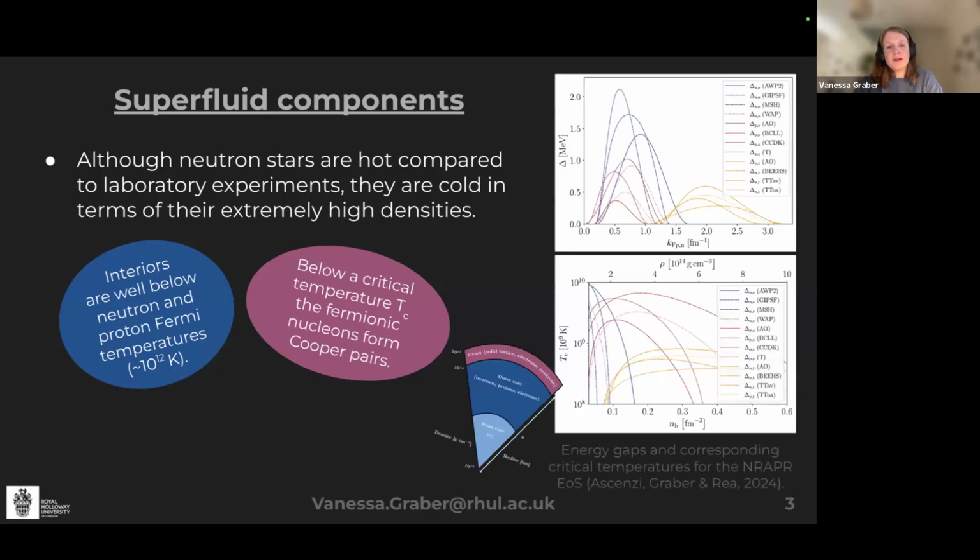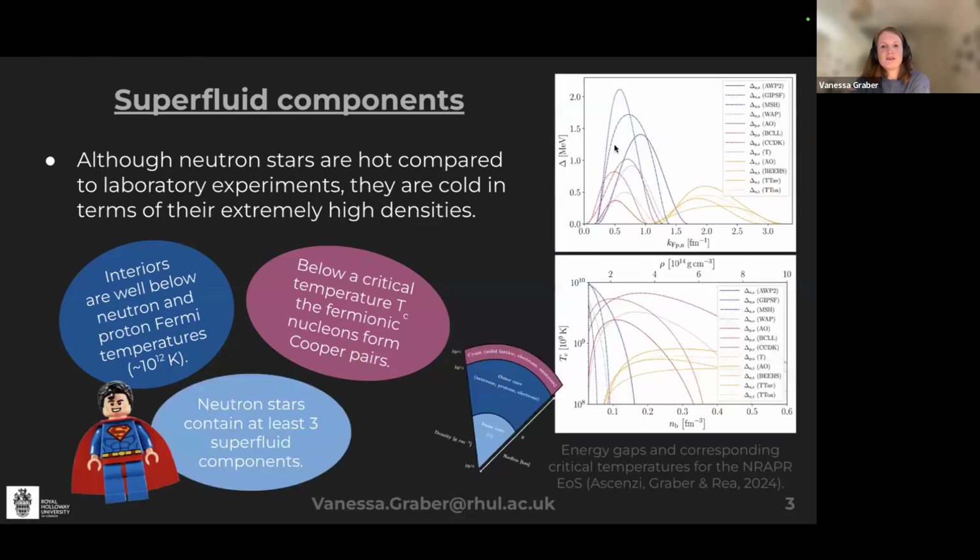So if we specifically focus on the neutrons and the protons in this star, it's possible using extensions of the BCS theory to calculate the critical temperatures or the energy gaps for the pairing of these nucleons into Cooper pairs. On the right-hand side here, you see 3 sets of colors. The top is the energy gap and the bottom is the corresponding critical temperature as a function of density inside the neutron star. This is specifically for the core. And you can see there are 3 different colors here because we think we have at least 3 superfluid components inside the neutron star interior.